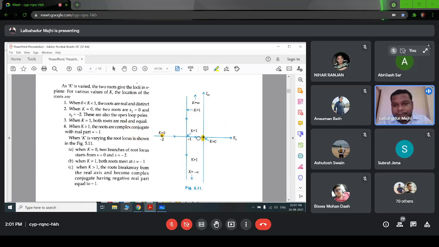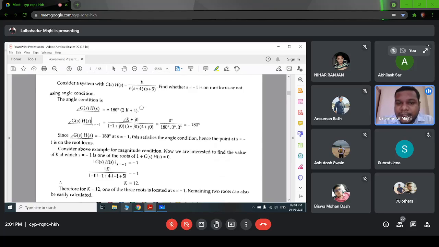And in this example, if the question is asked whether the point minus 0.5 will lie on the root locus or not, from this diagram we can see the minus 0.5 will be here and the branch is this one, right? So we can see from the diagram that the point minus 0.5 is lying on the root locus. So without plotting the root locus, by using this angle condition, we can say whether that point will lie on the root locus branch or not. Okay.